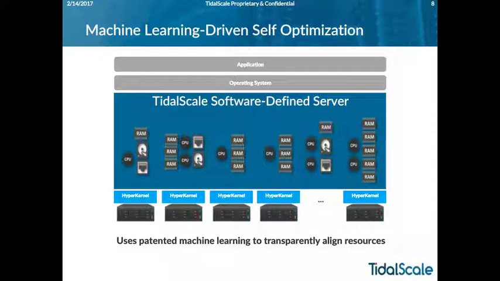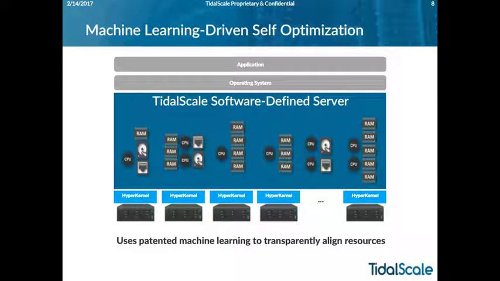Well, at TidalScale, what we're doing is looking at that event stream coming from the operating system and from the application, and the machine learning layer in TidalScale is making decisions about where the memory should be. So as the R or Python or any logic or database application is running, we're looking at the pattern of execution, and we actually move the memory around the cluster.